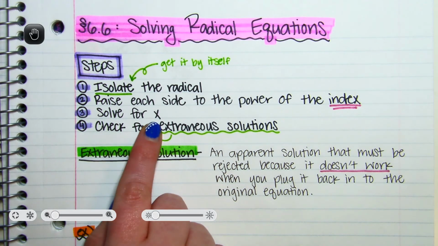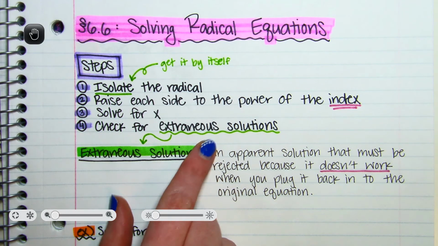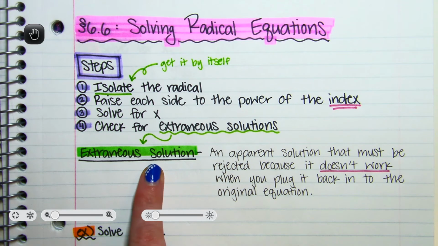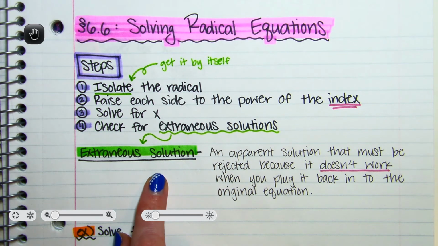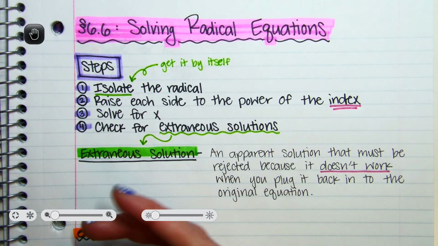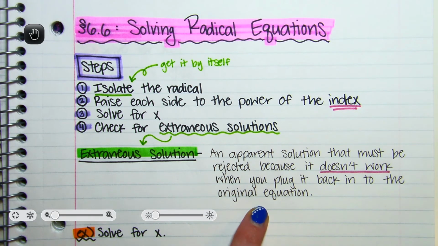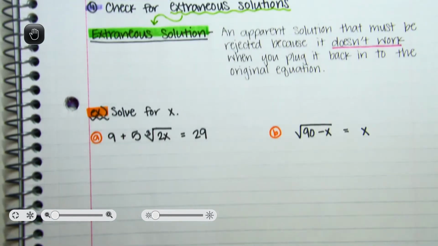Step 3, solve for x. And then last but not least, we need to check for extraneous solutions. And remember, extraneous solutions are when we solve it and we get, say, x equals blah, blah, and blah. So they look like they're real answers, but then when you plug them back in, they don't actually work when you plug it back into the original equation. So we're going to have to check for extraneous solutions for all of these problems. Let's look at some examples.